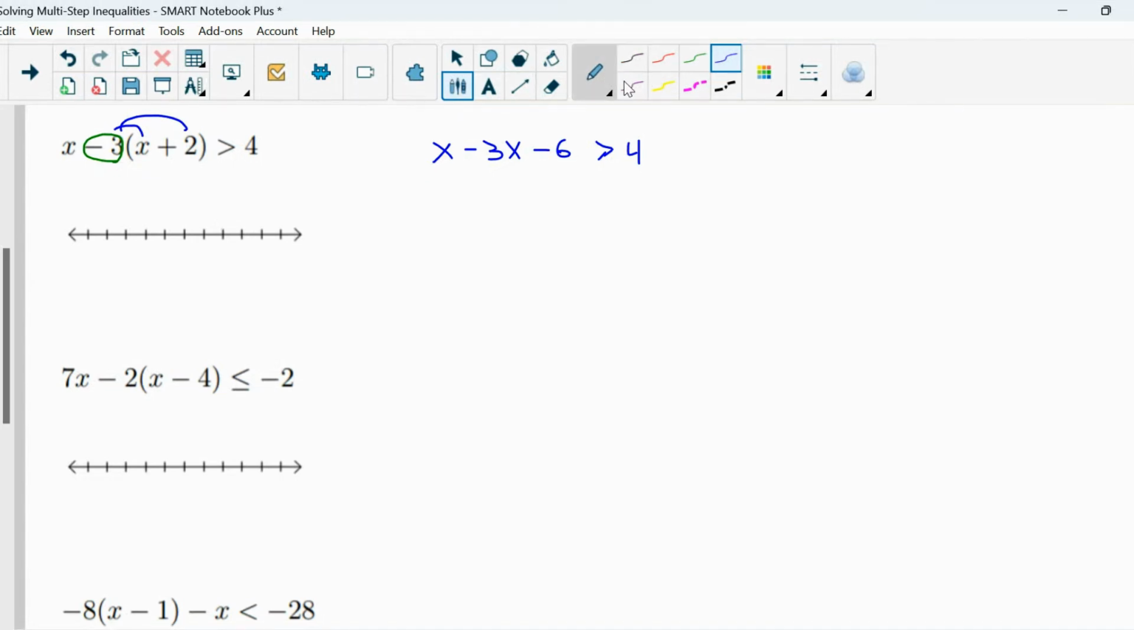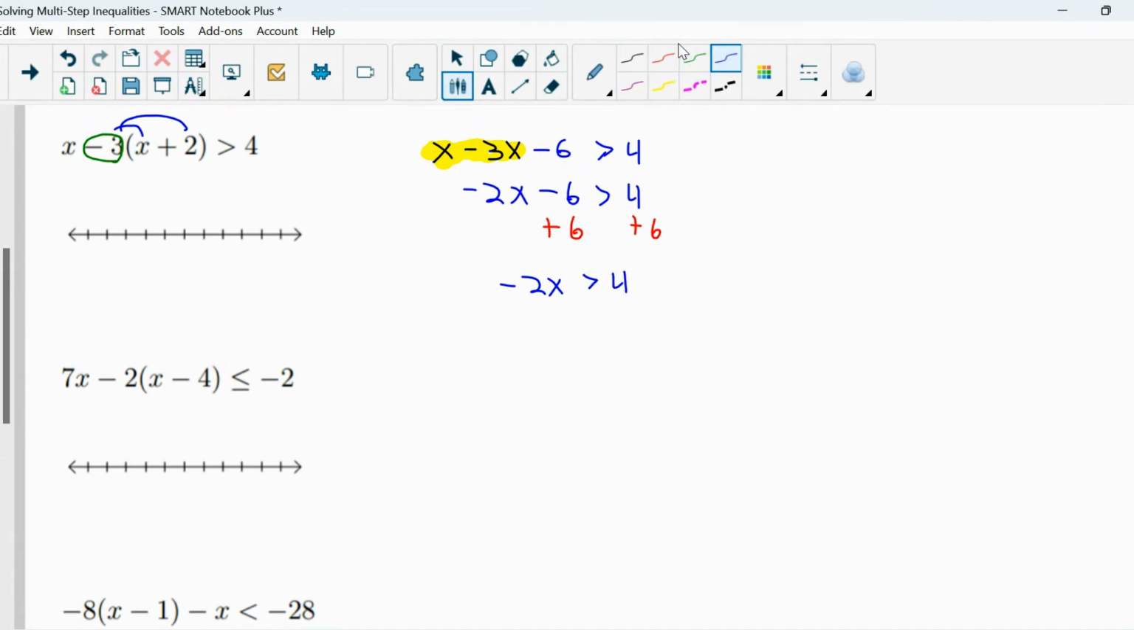Okay, so now we have a couple of directions we can go from here. I would prefer if we would combine our like terms. Remember, if you have constants or variables that are like terms on one side of an equation, you can go ahead and combine your like terms. So x minus 3x gives us negative 2x minus 6 is greater than 4. From here, let's isolate our variable. Add 6 to both sides, leaving us with negative 2x is greater than 4.